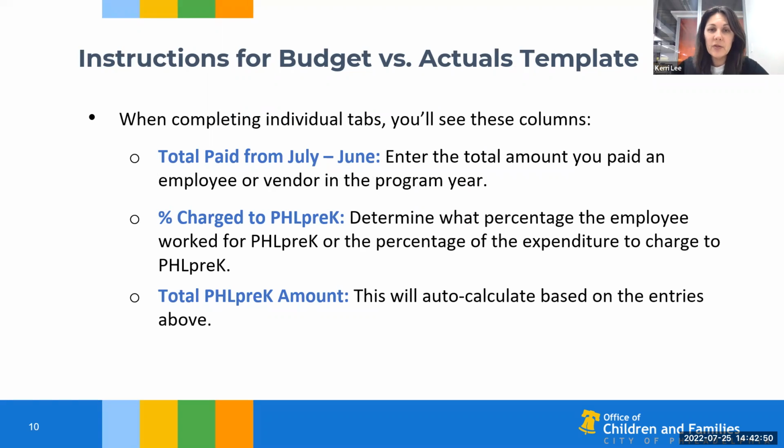When you're completing the individual tabs, you'll see these columns. One column will ask you for the total paid from July through June. In that column, you're going to enter the total amount you paid an employee or a vendor in that program year. The next column will be the percent charged to PHLpreK. So you're going to determine what percentage the employee worked for PHLpreK or the percentage of the expenditure to charge to PHLpreK. And then that last column will auto-calculate the total PHLpreK amount based on those two previous columns.